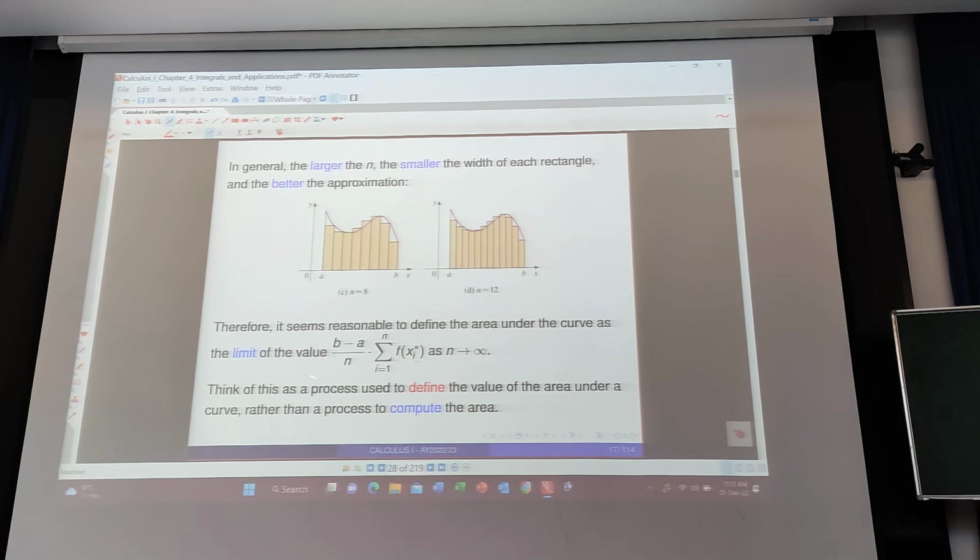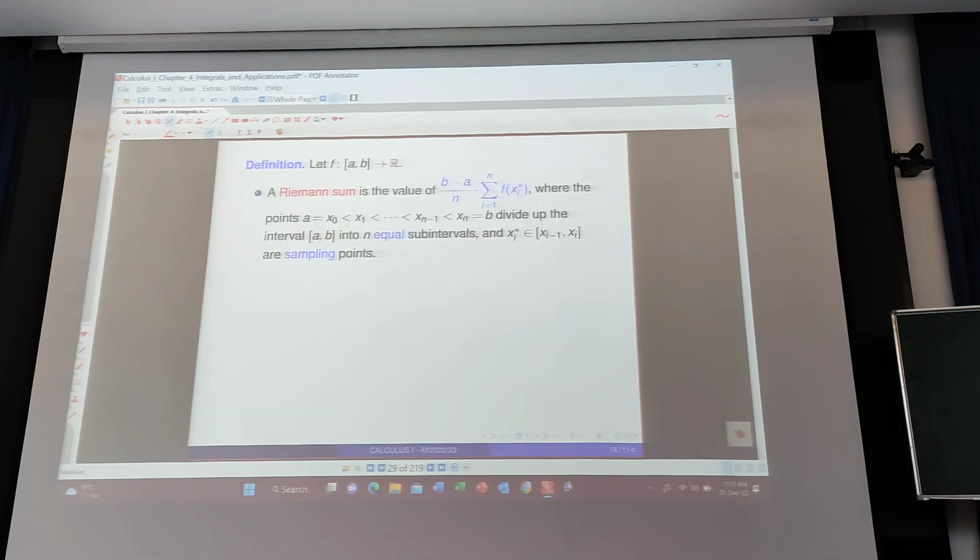Cái biểu thức này, now we take this (b minus a) over n multiplied by the sum of f at x sampling point is called the Riemann sum of a function. Như vậy là cái tổng Riemann của hàm số f trên đoạn AB thì được tính theo công thức này, người ta gọi là tổng Riemann. Where x star is a sampling point, nghĩa là nó là bất kỳ nằm ở giữa các bạn.